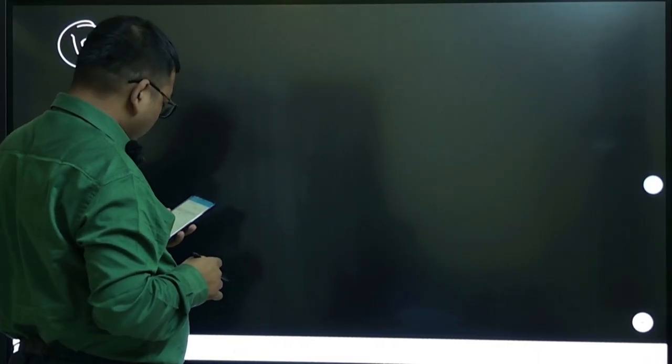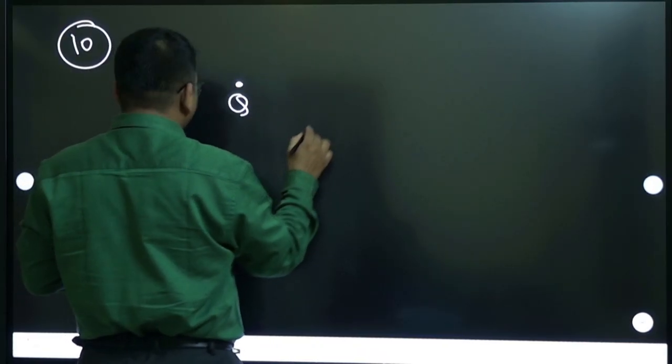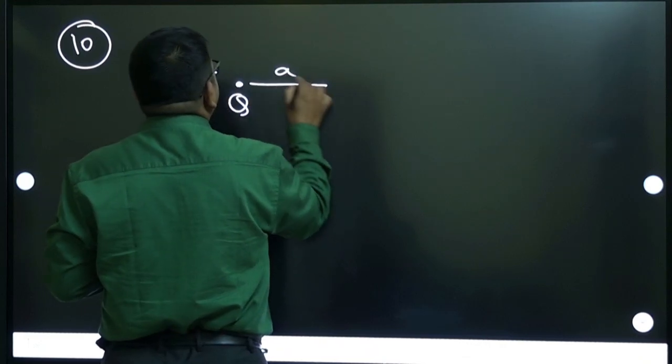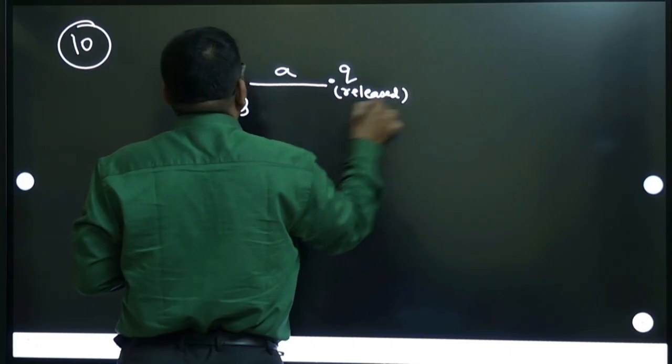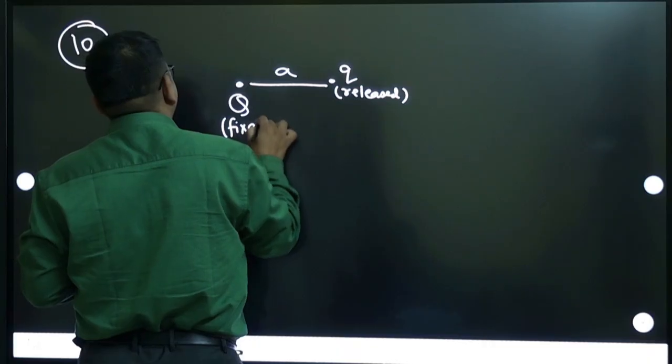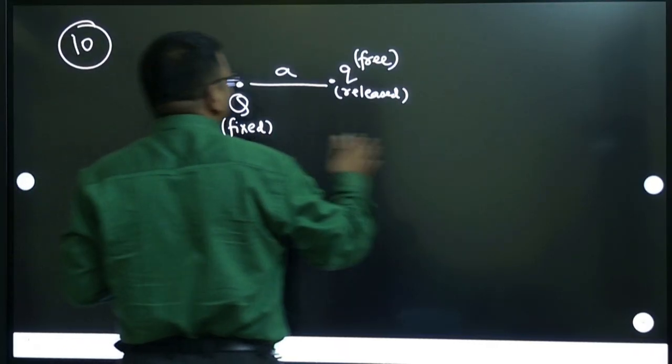Question number 10. A charge of 10 to the power -6 coulomb of mass m is free to move when released at a distance a from the fixed charge. So there is a fixed charge capital Q, and from that fixed charge at a distance of a, a small charge q is released. This charge is fixed. This charge is free to move. Release means due to repulsion it will go away.